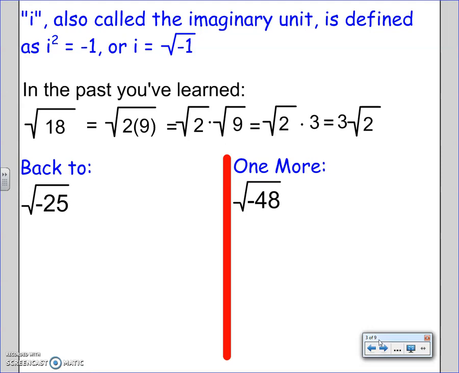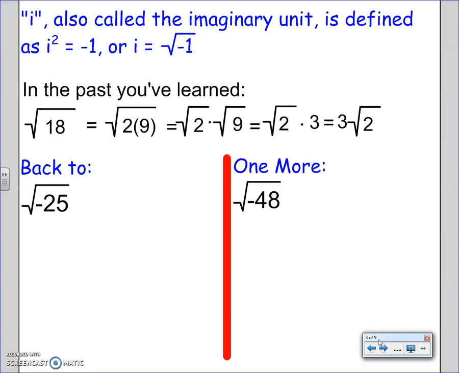So actually in the past, you've learned if you have square root of 18, you can break it down. You say square root of 18 is the same thing as square root of 2 times 9. You can break up a square root into multiple square roots. So square root of 2 times 9 is the same thing as square root of 2 times square root of 9. Square root of 2 we don't know, but square root of 9 is 3. Then we can multiply 3 times square root of 2 to get 3 root 2.